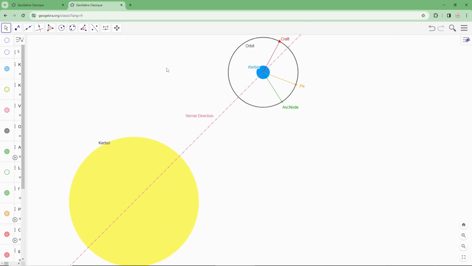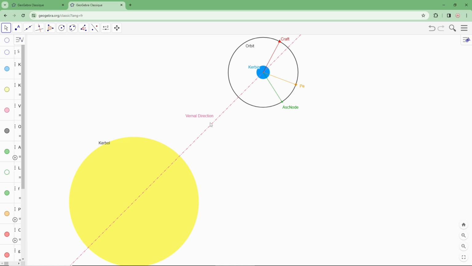In this new picture I have Kerbol, the sun, and Kerbin, and at the very beginning of a new game the vernal direction is defined with the center of mass of Kerbol and the center of mass of Kerbin. This direction is defined once at the beginning of the game, and then it doesn't change. So Kerbin will orbit around Kerbol, but the vernal direction doesn't change.